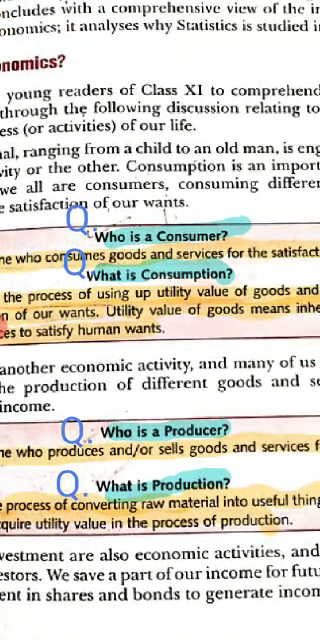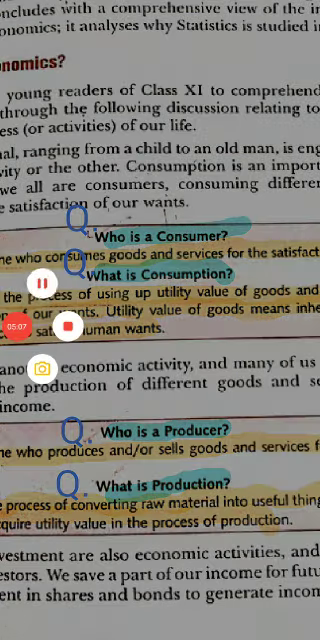Next is production. The process of converting the raw material into the final good is known as production. Like if a raw cotton is converted into the final cloth, that process of converting raw material or raw cotton into the final cloth is known as a production.